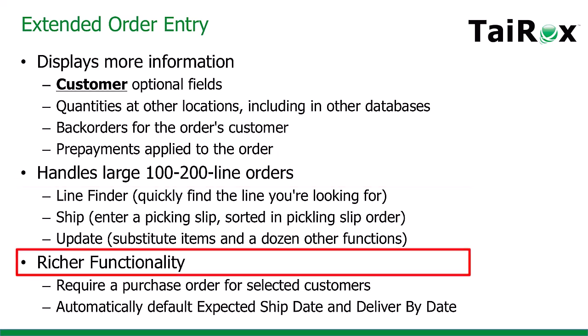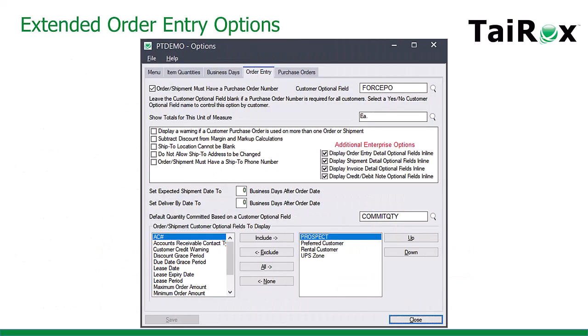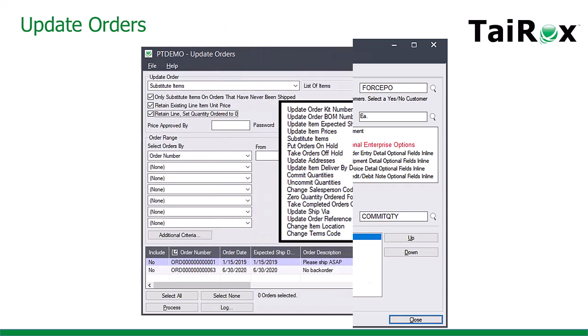Richer control. You want to require a purchase order for selected customers. You want to automatically default dates, X business days ahead of the order date. The Extended Order Entry screen is controlled by the options shown in this screen. There are no programming or macros involved, and the options work however Sage 300 is configured. As you can see, there's a lot of features I haven't mentioned.